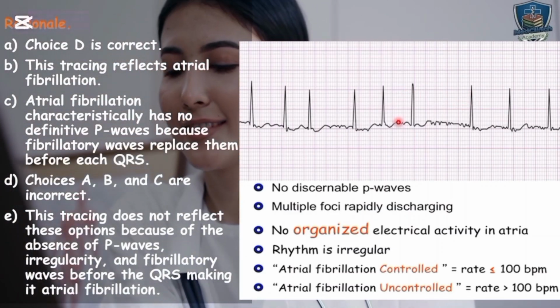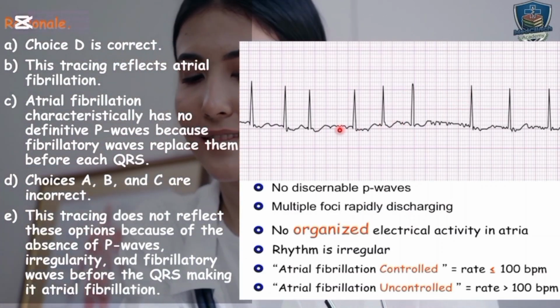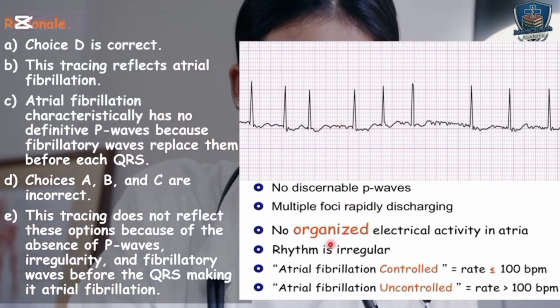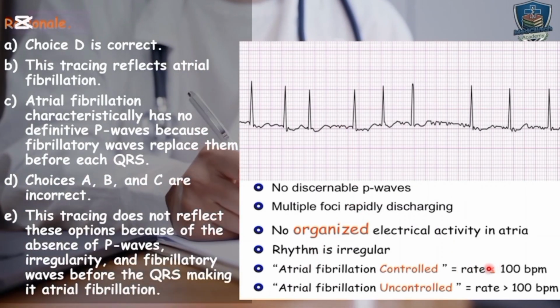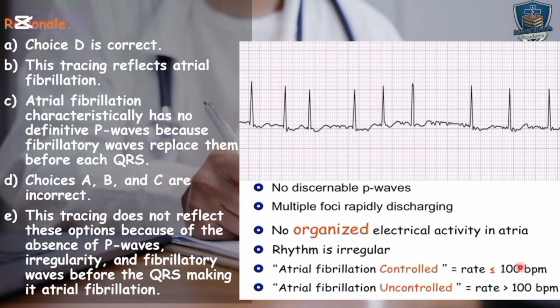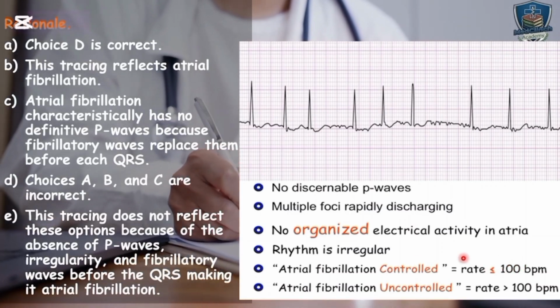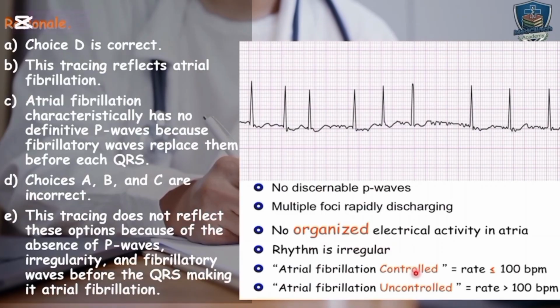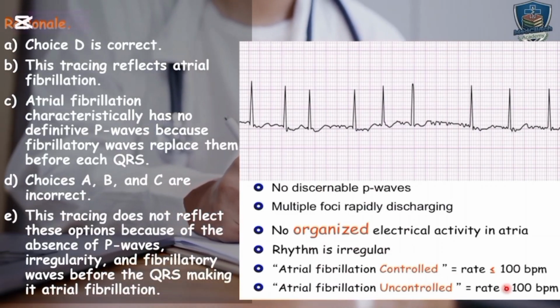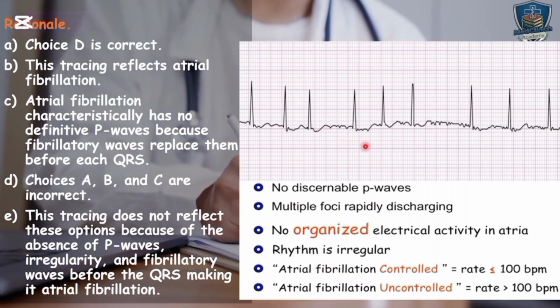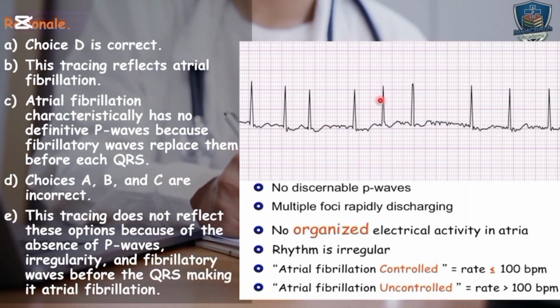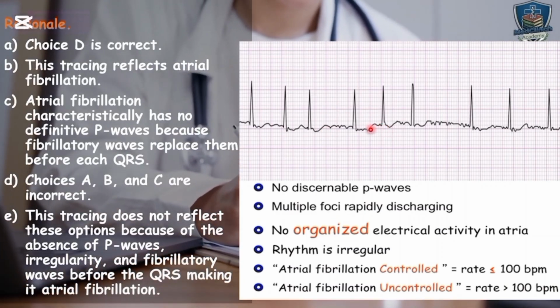Number 3, there are 2 types of atrial fibrillation. There are those that can be controlled. Those called controlled are those with a heart rate of less than or equal to 100 beats per minute. And those that are uncontrolled are those that have a heart rate of more than 100 beats per minute. So this is an image of atrial fibrillation. So the answer there was atrial fibrillation.